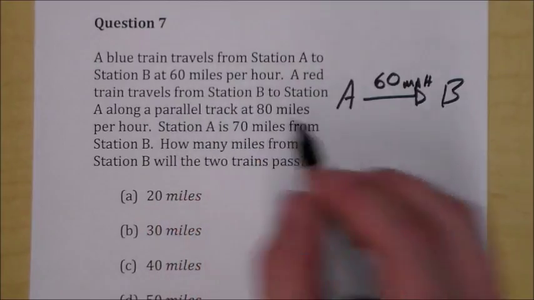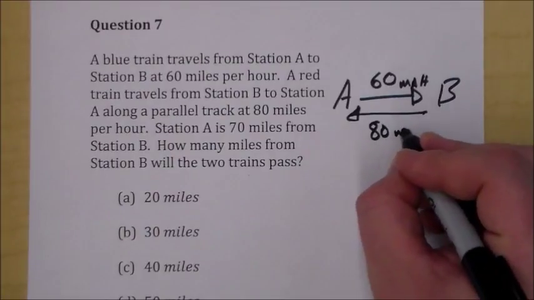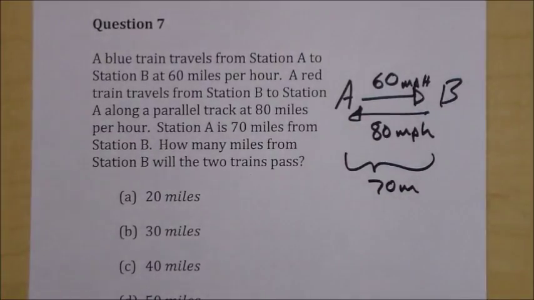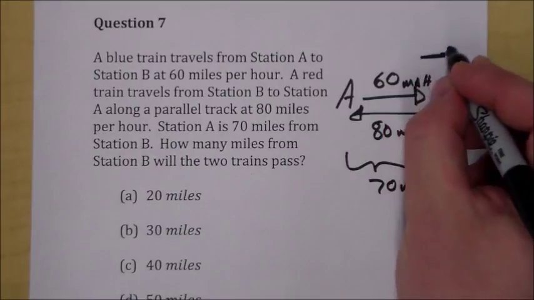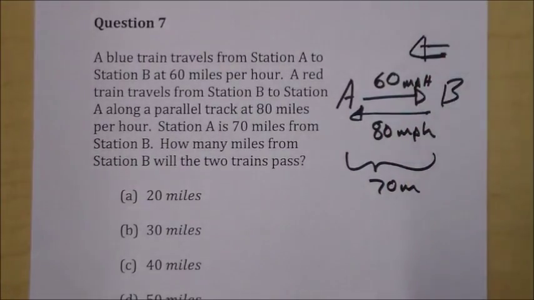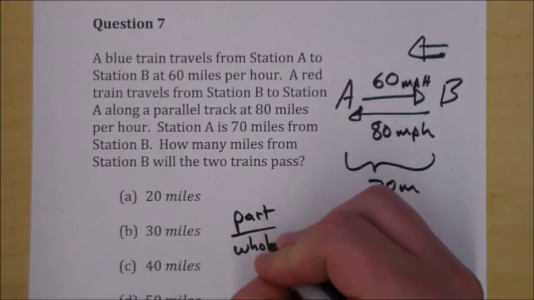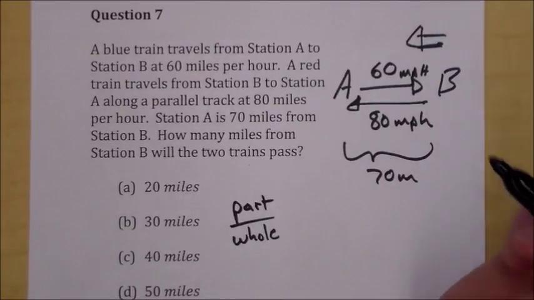A red train travels from station B to station A at 80 miles per hour, and they are 70 miles apart. How many miles from station B will the two trains pass? Okay, so let's start from the very beginning of ratios and proportions and just do parts to whole. Ratios and proportions get confusing with percents and word problems and all the rest of it, but let's just do part per whole. How fast are both trains traveling together?